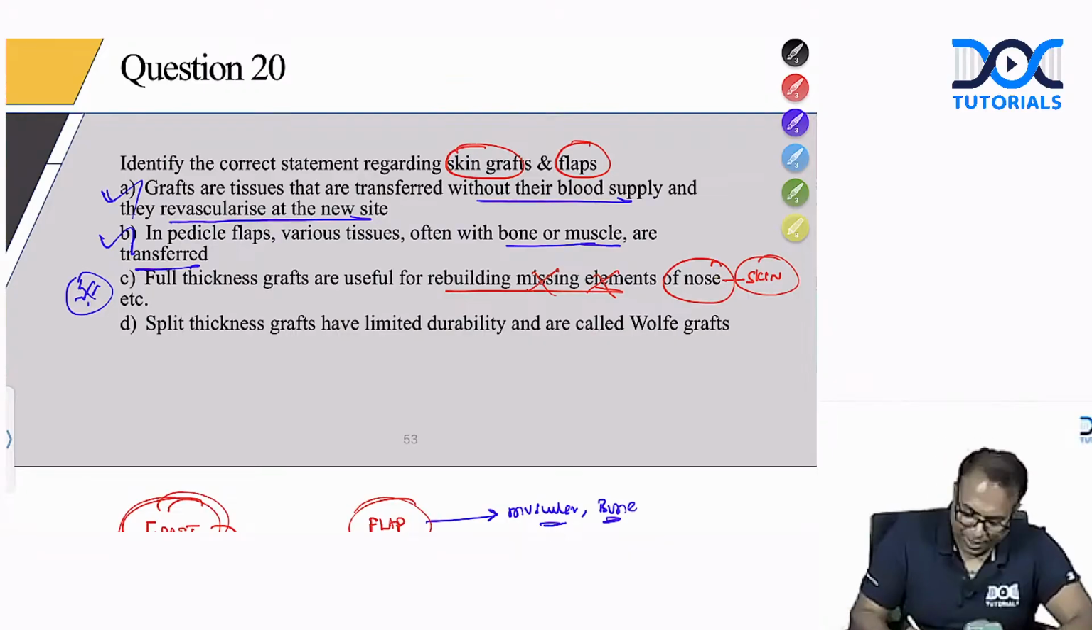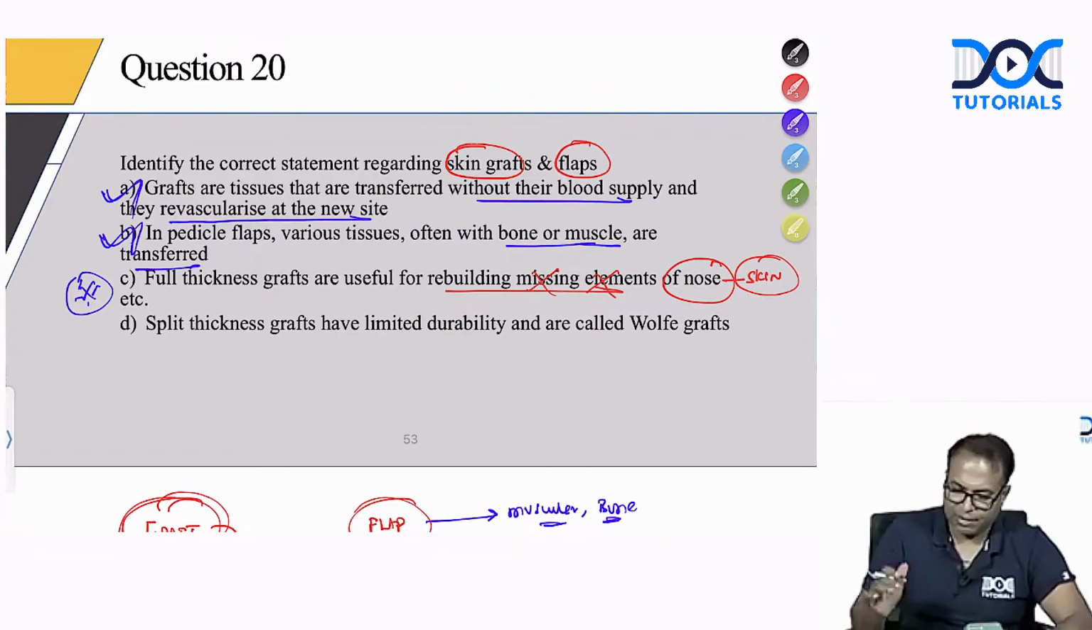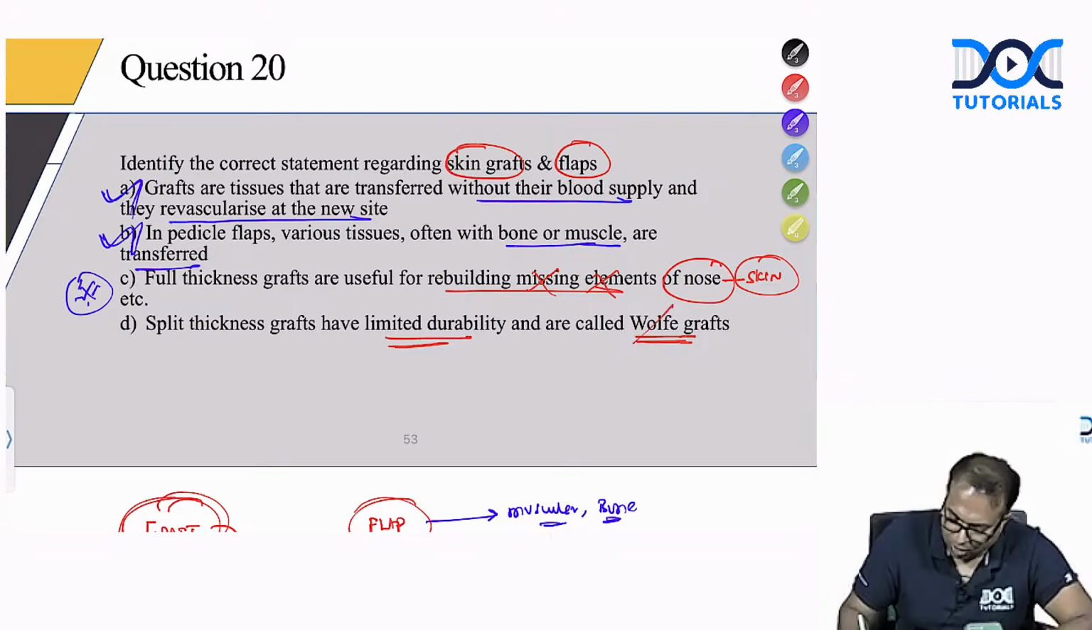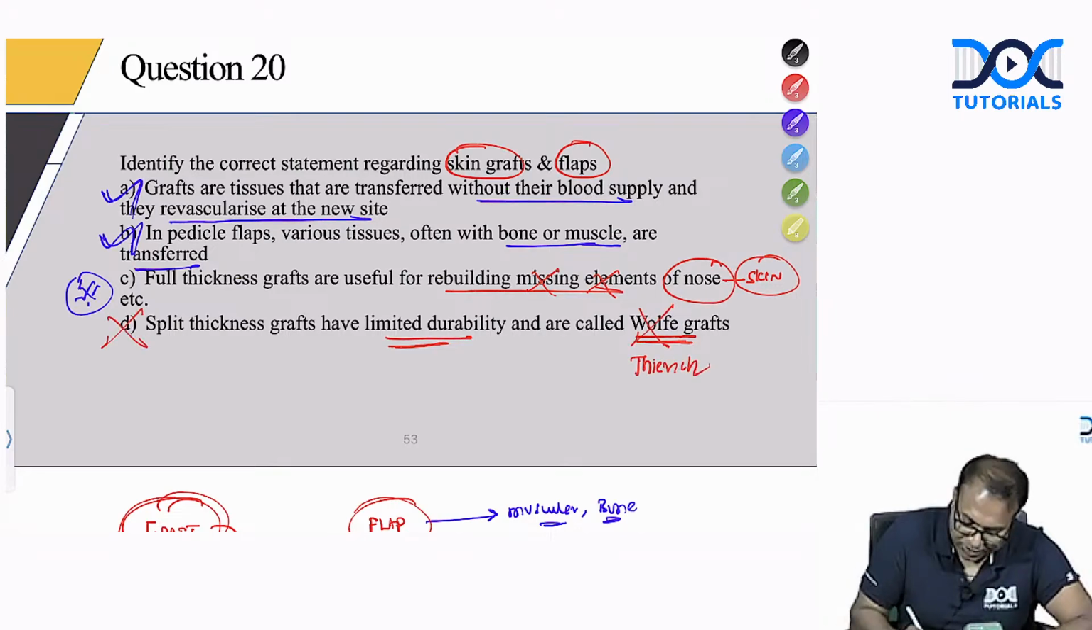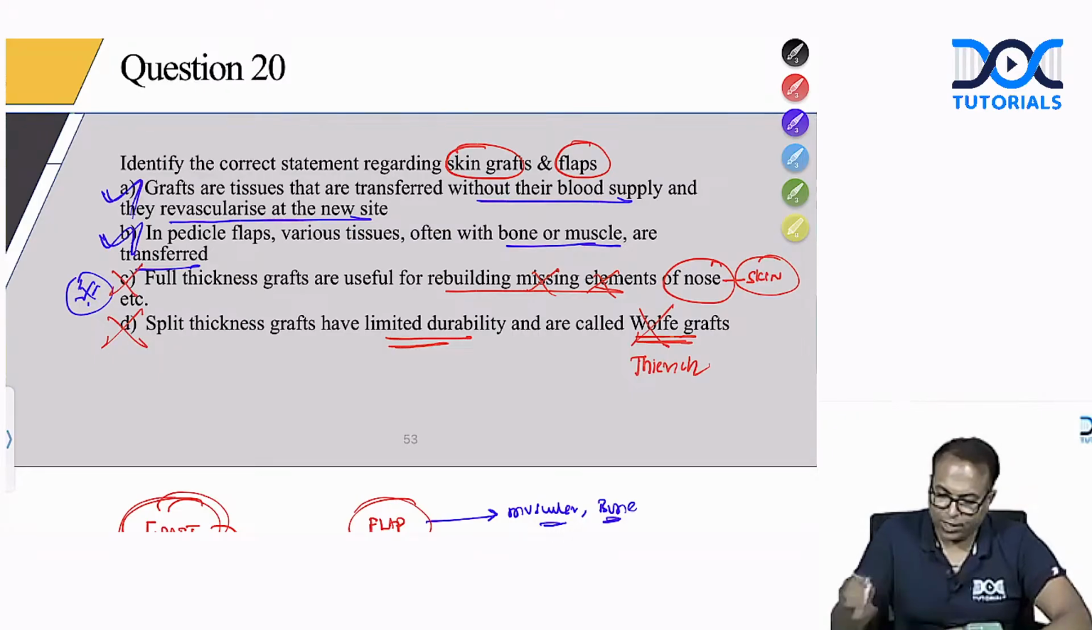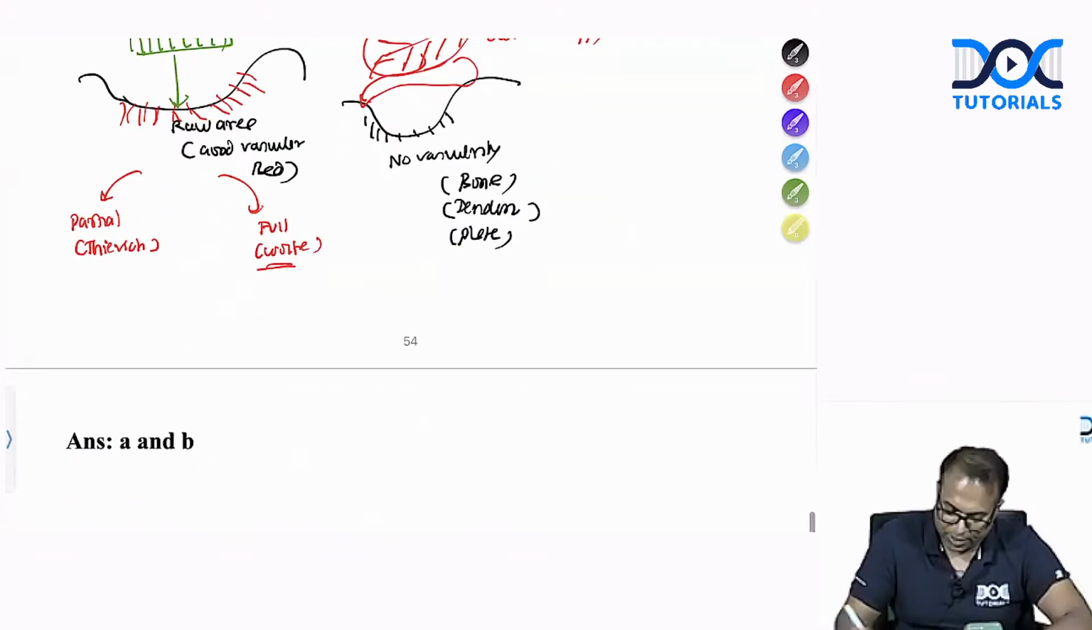Just remember, A and B are correct answers. Pedicle flaps contain bone, muscle, etc. Grafts are those without their blood supply and they revascularize at the new site. Split thickness grafts have limited durability and are called Wolfe grafts. It is wrong. It's called Thiersch graft. This is wrong. So C and D are not correct answers. A and B are correct answers. So whichever you have put, A plus B, it is correct only.